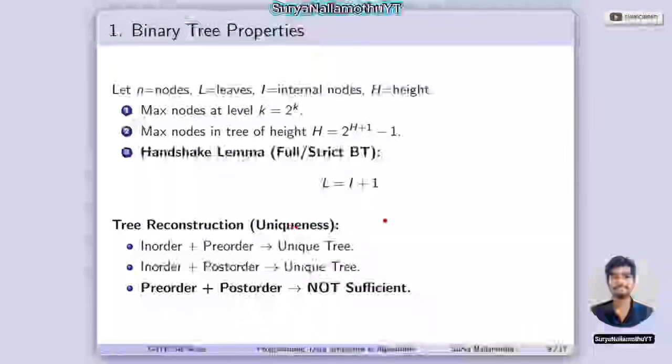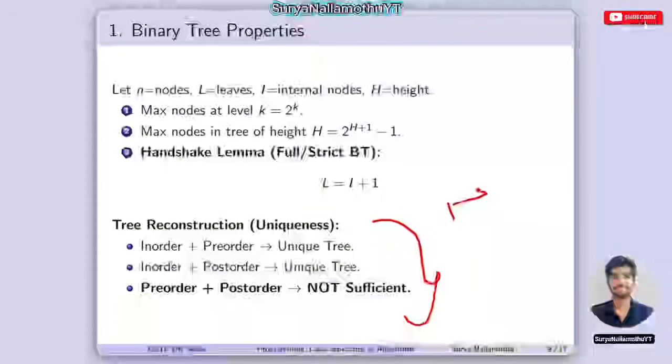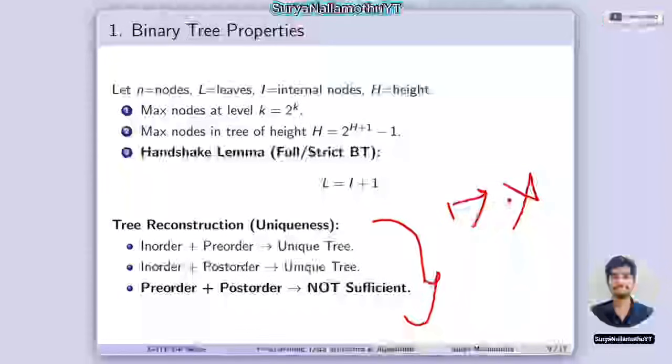The tree construction uniqueness. First you need to remember these points. The first point is that there is no uniqueness in some cases. For example, pre-order plus pre-order we can't draw, and post-order plus post-order we can't draw a unique tree. Similarly, without in-order, we can't draw a unique tree. For example, pre-order plus post-order is not sufficient.